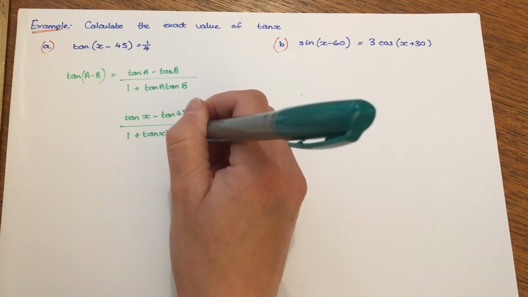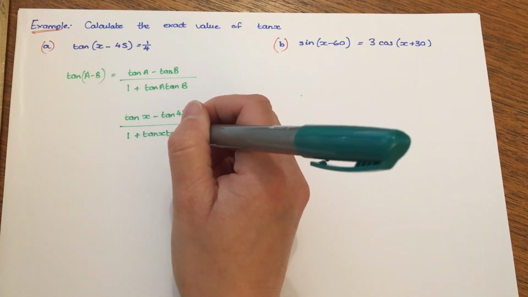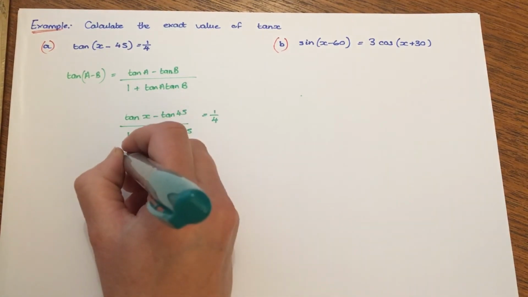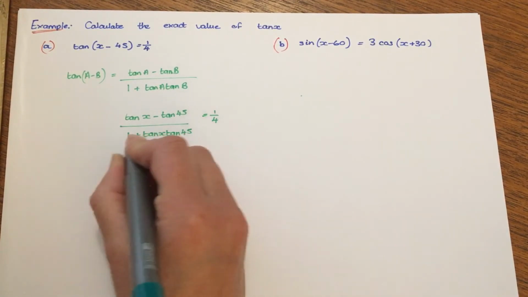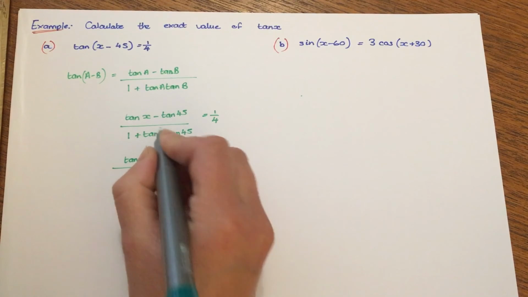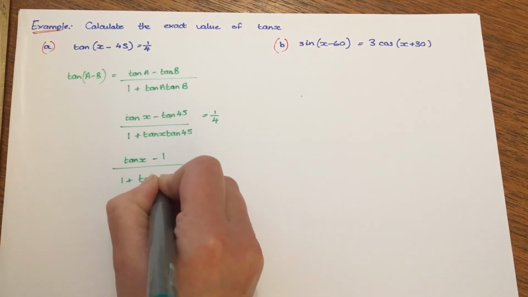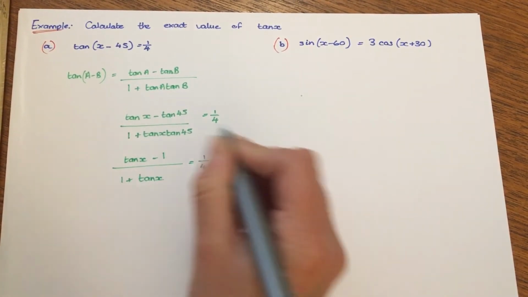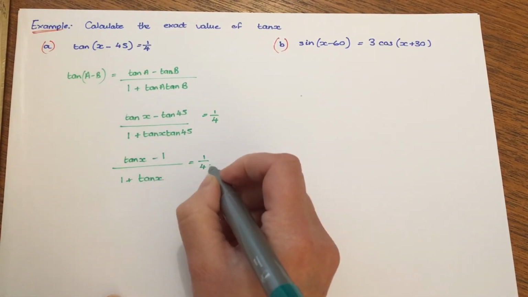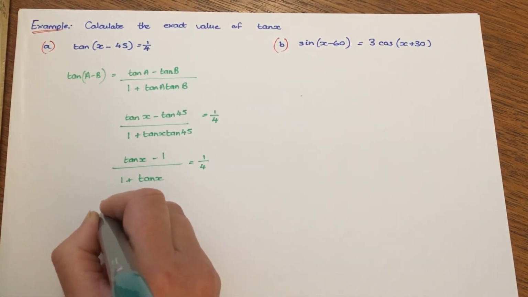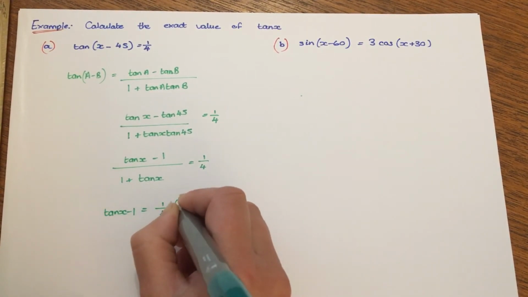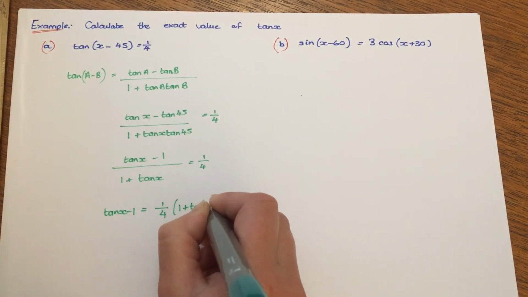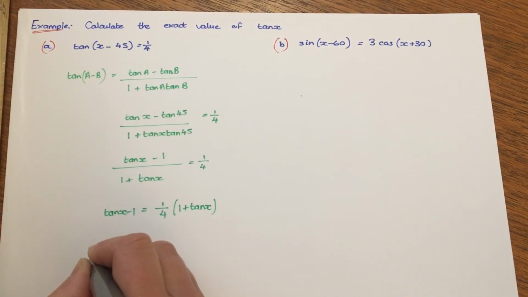The first thing I'm going to do is work out the value of tan 45, which you know from your exact values is 1. So I've got tan x minus 1 over 1 plus 1 tan x, and that's equal to a quarter. And solving that is relatively straightforward, because all you need to do is times the denominator up on this side. So you've got tan x minus 1 equals a quarter of 1 plus tan x, times the 4 up on this side.